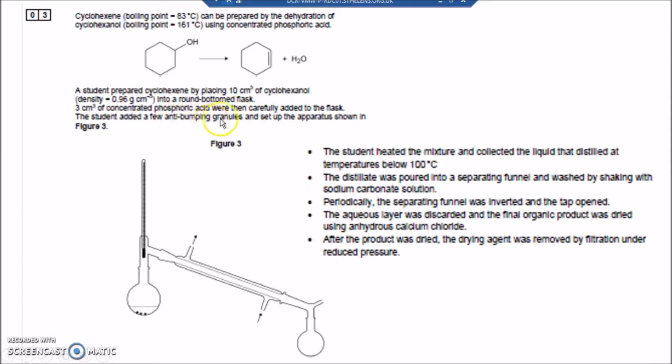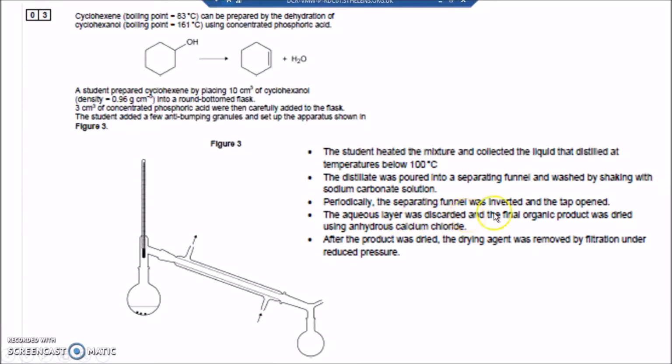Phosphoric acid added to the flask. Student added anti-bumping granules before heating to prevent large bubbles forming. Student heated the mixture and distilled off the cyclohexene. The distillate was poured into a separating funnel and washed by shaking with sodium carbonate. Presumably that's to remove any of the phosphoric acid that's remaining. Sodium carbonate reacts with acids. Periodically the separating funnel was inverted and the tap opened, presumably because sodium carbonate makes bubbles of carbon dioxide with an acid. So sodium carbonate can be used to test for acids. It makes carbon dioxide, so the funnel was inverted and the tap opened, presumably to release the pressure.